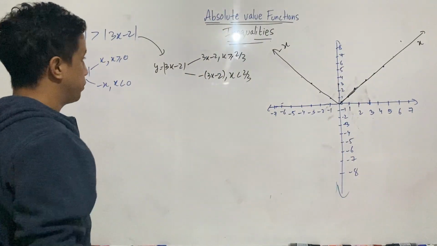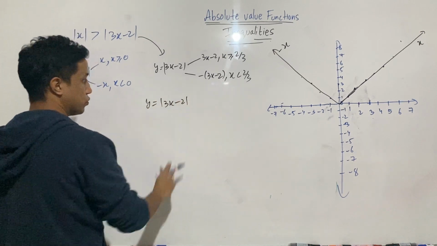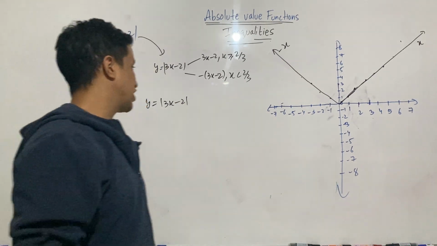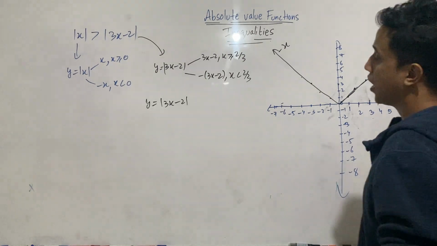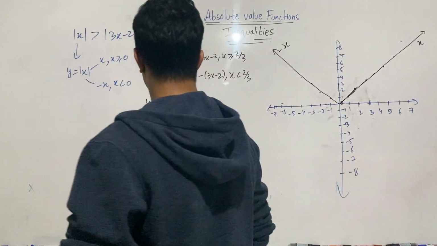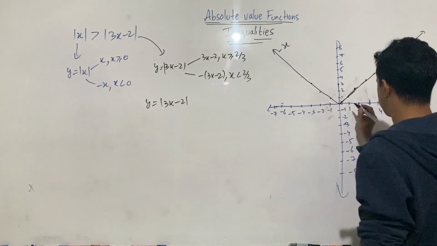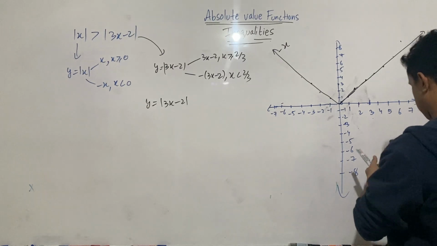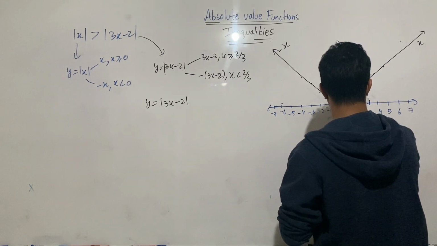Then if you look at y equals absolute 3x minus 2, then it means your x-intercept is going to be 2 by 3. 2 by 3 is around 0.666. Okay, so 0.66 means here, here, around 0.5 here.